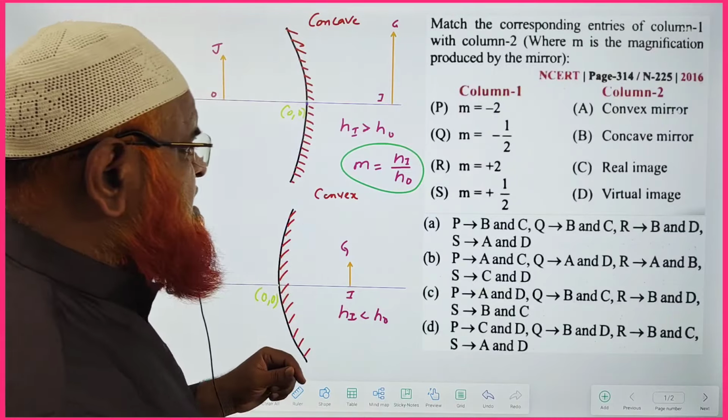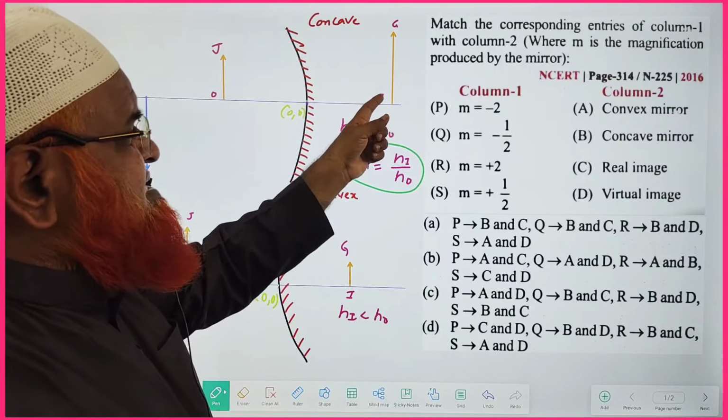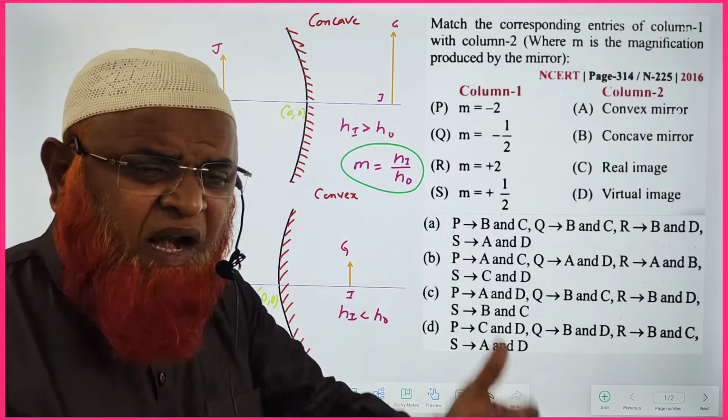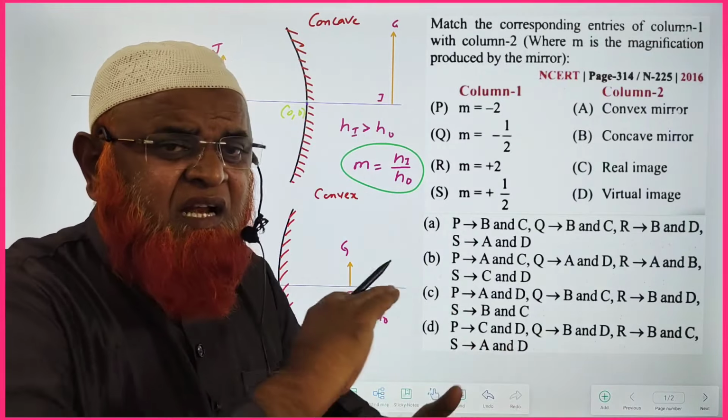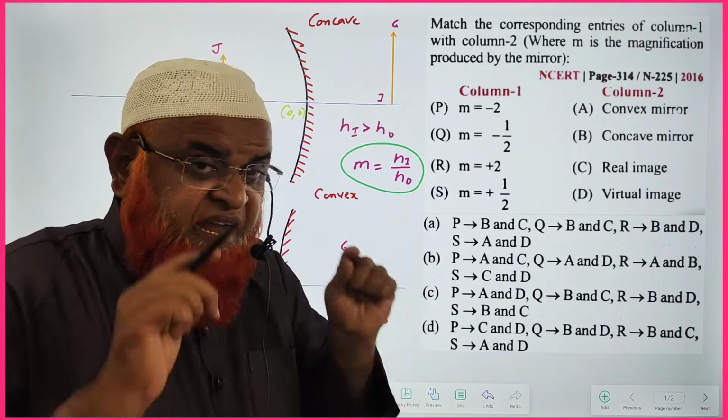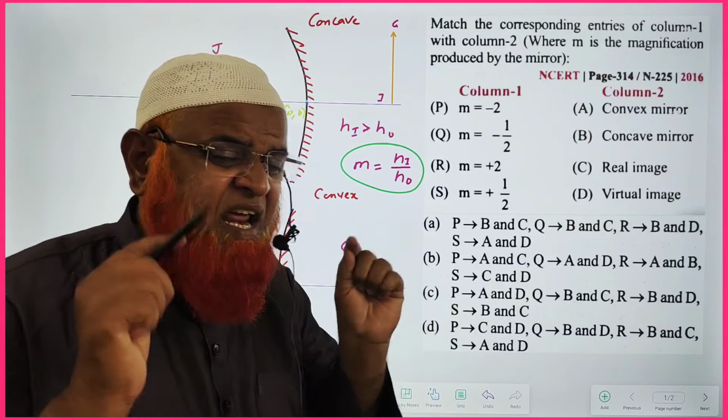So what is going to happen here? Here, in this case, this is a virtual image. Whenever an image is formed behind the mirror, it is definitely a virtual image. It cannot be caught on the screen.